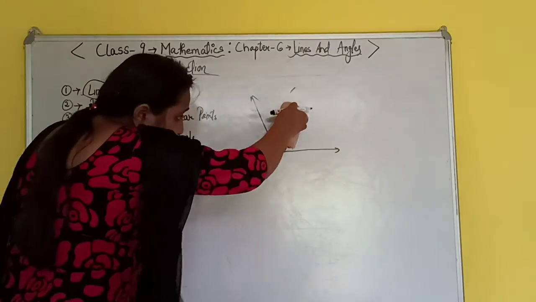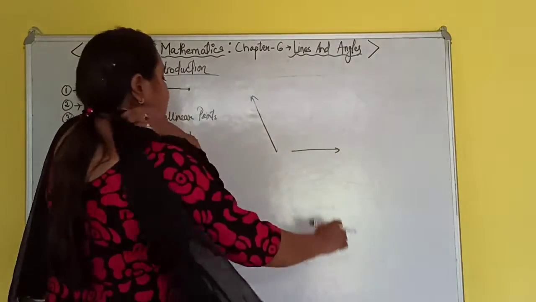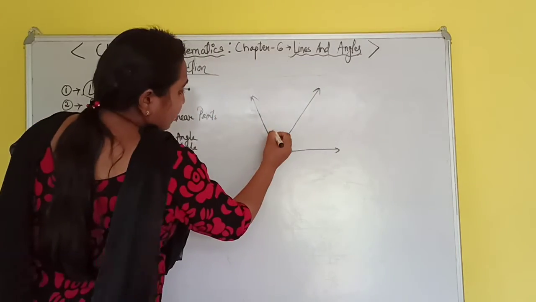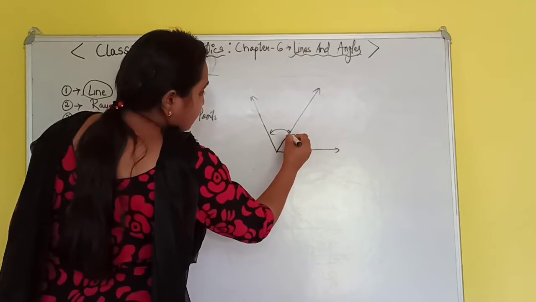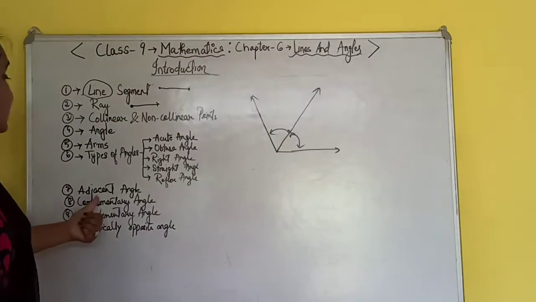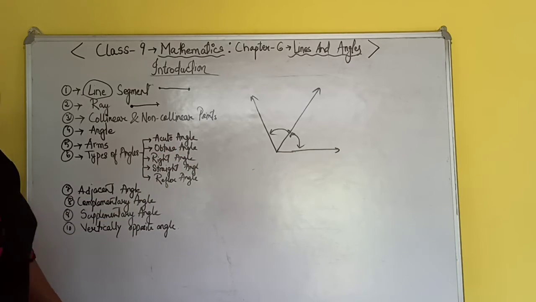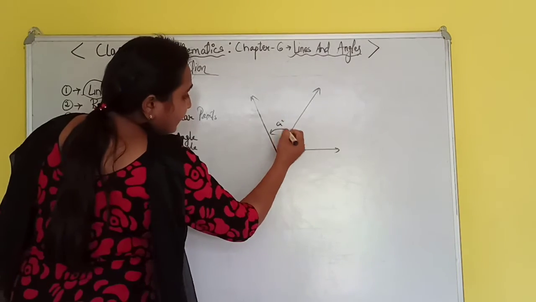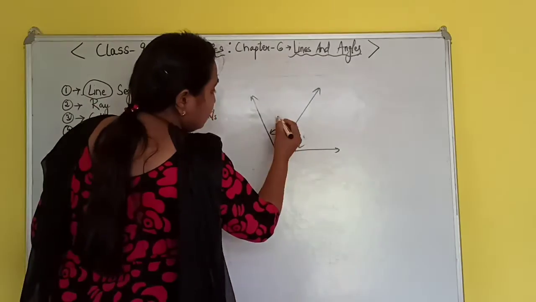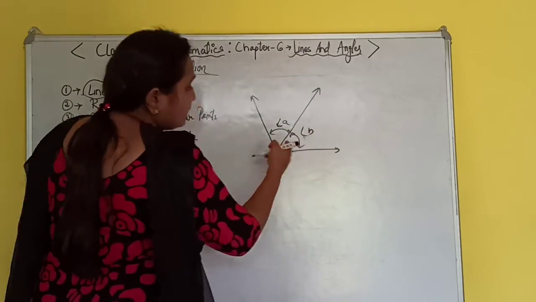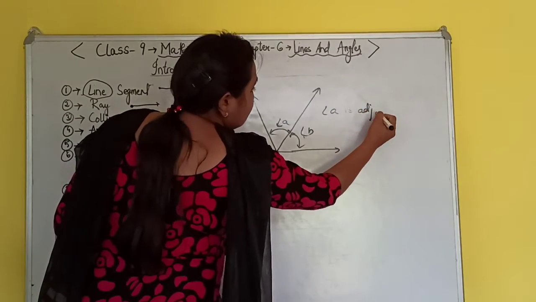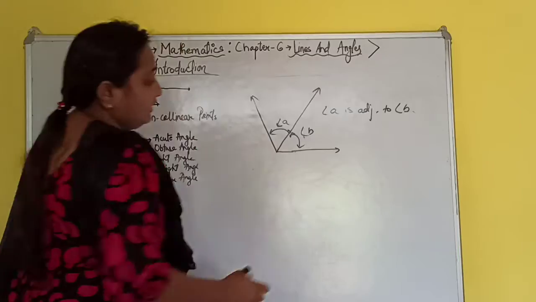As I said, two angles joined by a common arm. Common arm means if I draw this line and I join this in this way. Now see, this is one angle and the other one is this angle. So these two angles are joined by the common arm. This type of angle is known as adjacent angle. Suppose this is our angle A, this is our angle B. So I can say that angle A is adjacent to angle B.